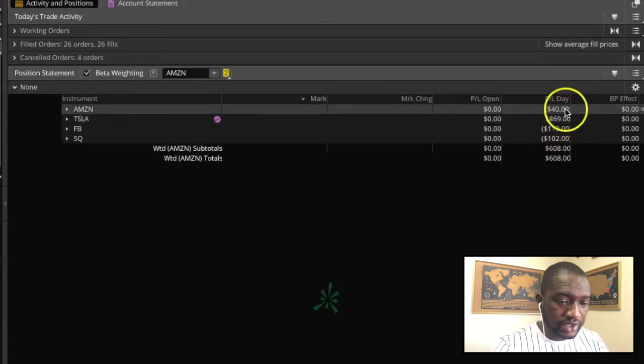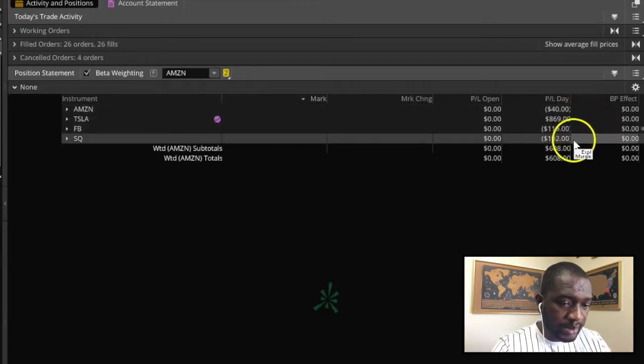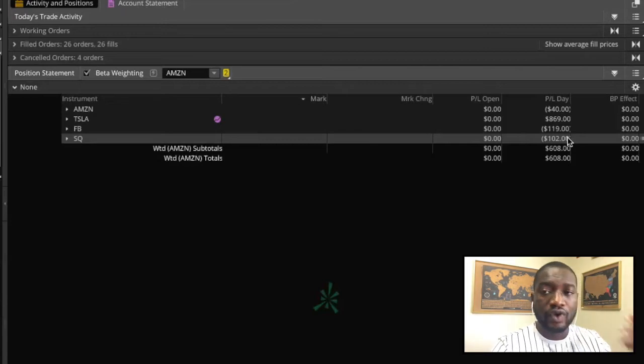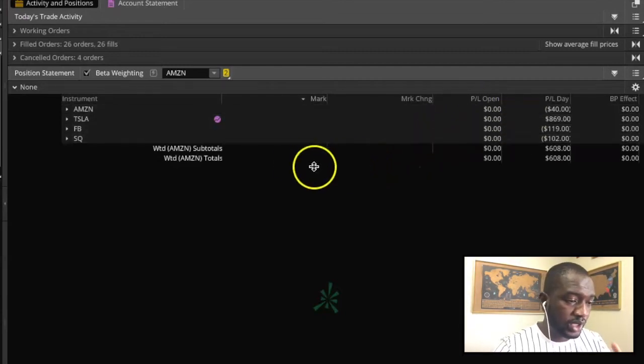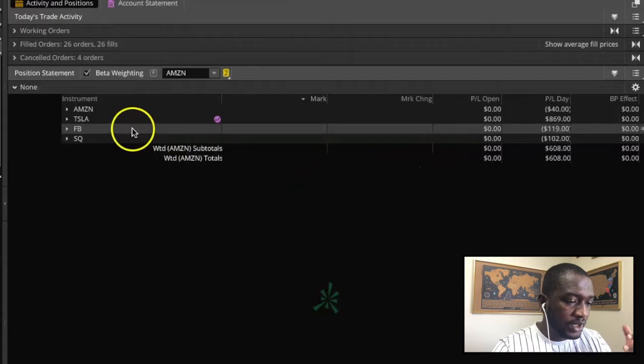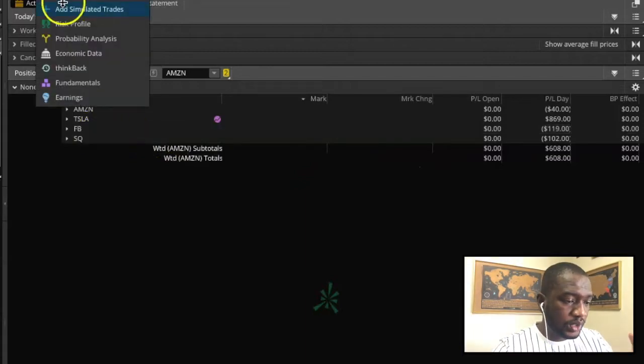So my biggest loss here, I lost $40 on Amazon, and I lost $100 on Square. Losses happen. This is day trading. There's nothing you can do about it. If you're wrong with your decision, you just have to humble yourself, take the L, and keep it pushing so you don't lose more money when you day trade, right? So my biggest loss was on Facebook.